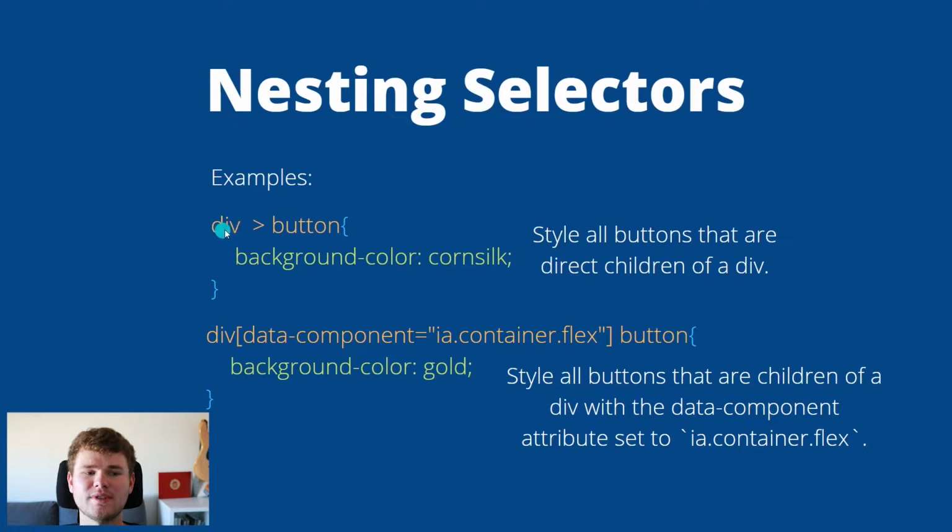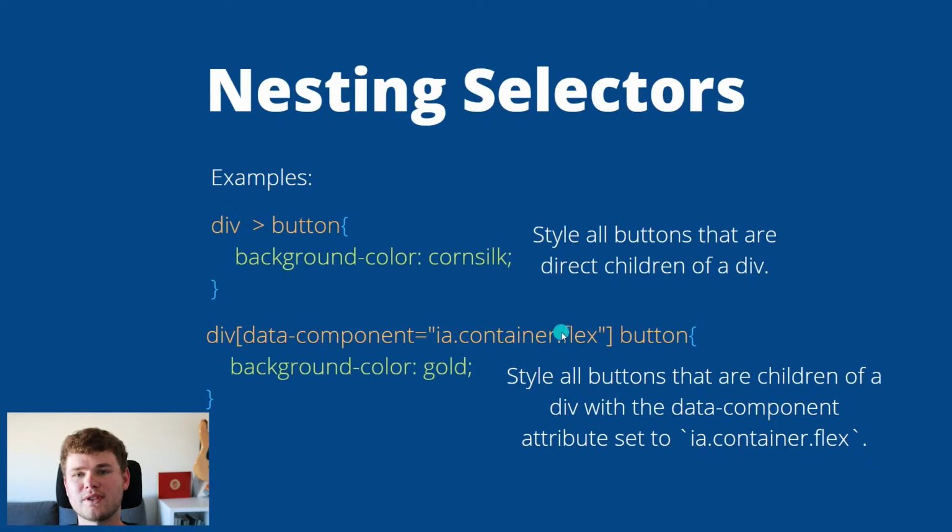So if you say, for example, you want to select all buttons that are direct children of divs, so not, you may have a div and then several layers in, other divs, and then you can have a container and then a button inside. That will not be selected. The only buttons that will be selected are the ones that are direct children of divs. If you want to select those, you can do it this way.